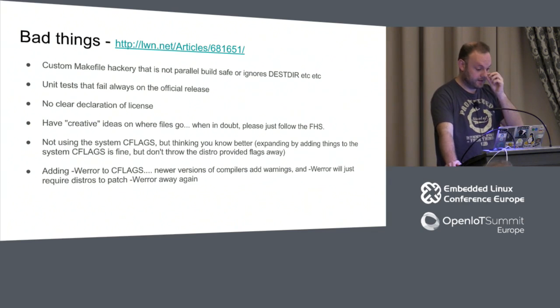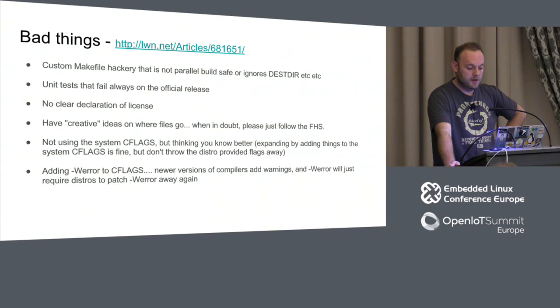The bad things. Custom makefile hackery, not including a DESTDIR. For OE builds, we really like a DESTDIR, so that you as a product decide what files you install, and as OpenEmbedded, we like to decide where it gets installed. So if you have a makefile, please have both of those things, both what to install and where to install.